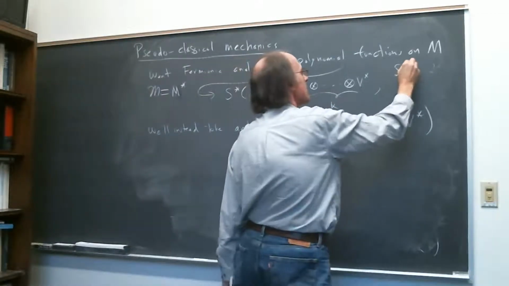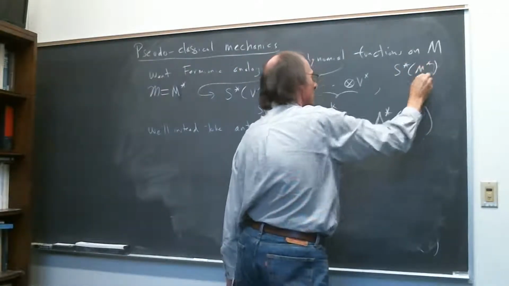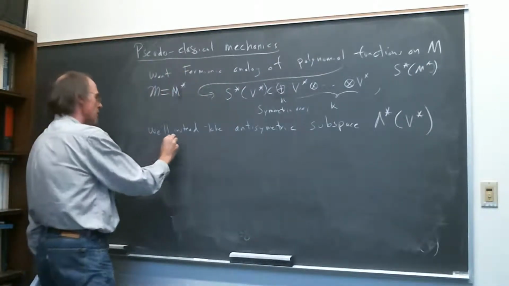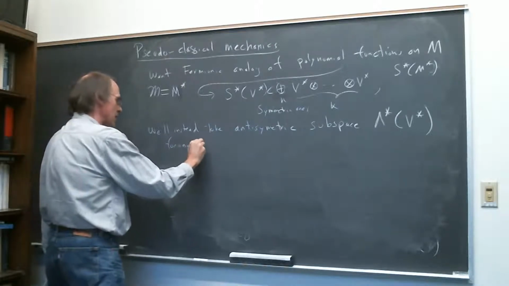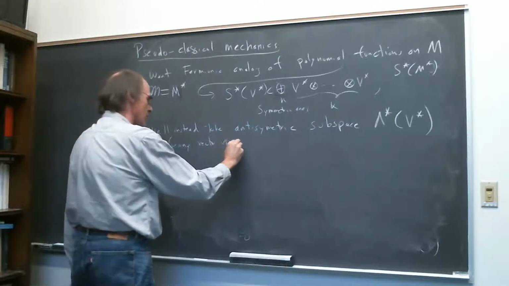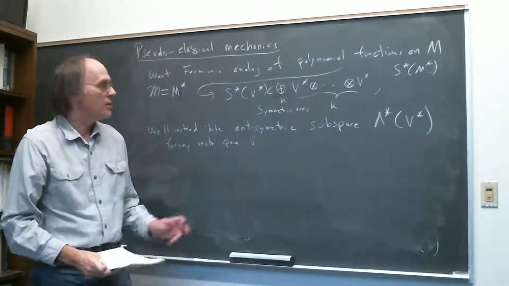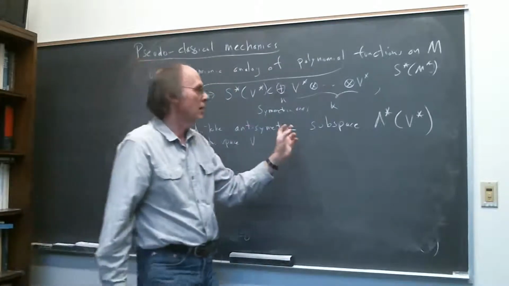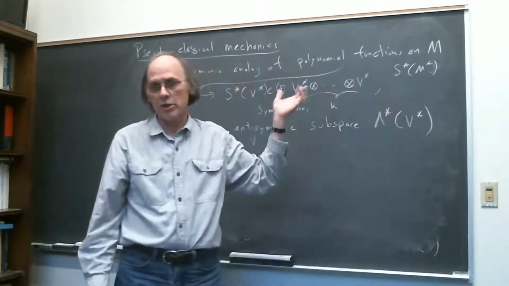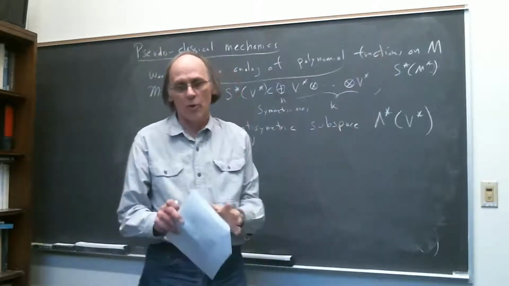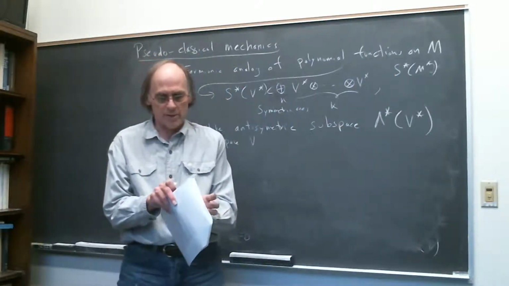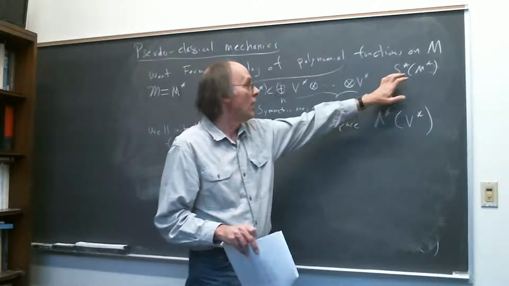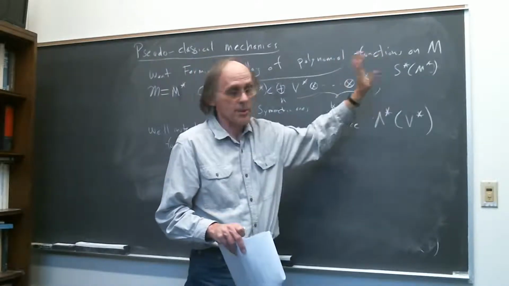So this is S star M star. But we're going to do this for any vector space V. Now it turns out if you want to start manipulating these gadgets, it's a good idea to do the same thing you do with polynomials. If you want to write down polynomials, you write them in terms of products of the coordinate functions with respect to a basis.